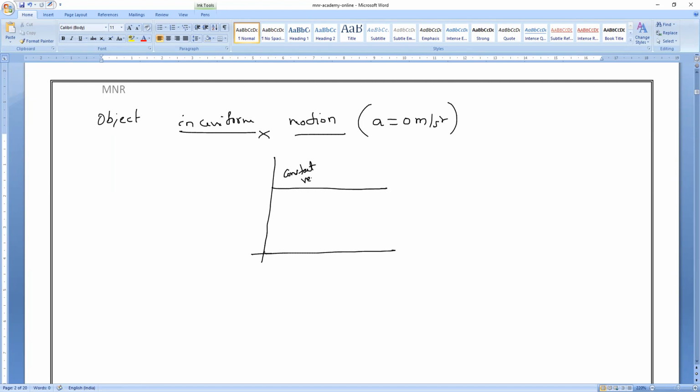That is what we have studied. So how will the graph be? The graph will be parallel to which axis? The graph will be parallel to the x-axis. That is what we have done first.